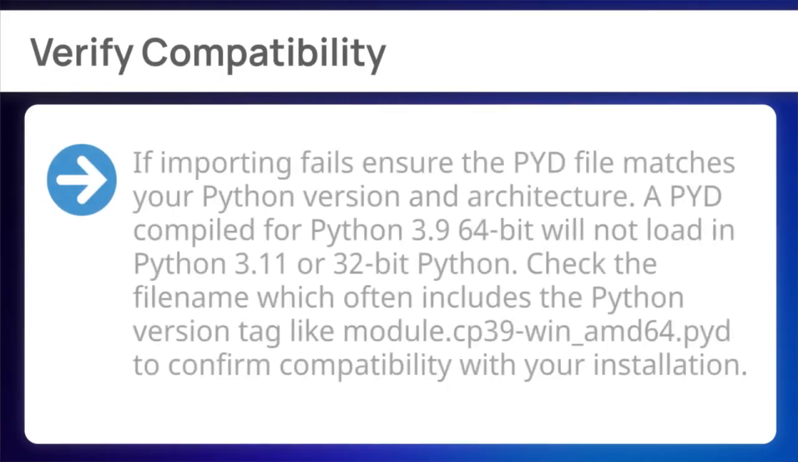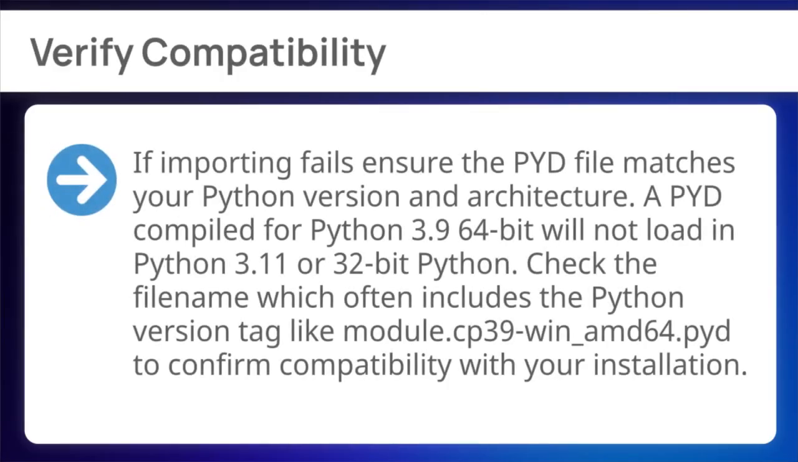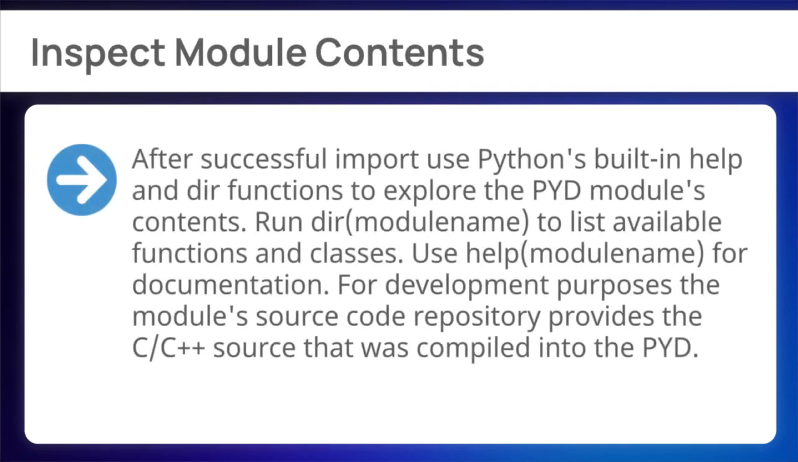Next, verify compatibility. If importing fails, ensure the PYD file matches your Python version and architecture. A PYD compiled for Python 3.9 64-bit will not load in Python 3.11 or 32-bit Python. Check the file name, which often includes the Python version tag like module, CP39, Win, AMD64 PYD, to confirm compatibility with your installation.